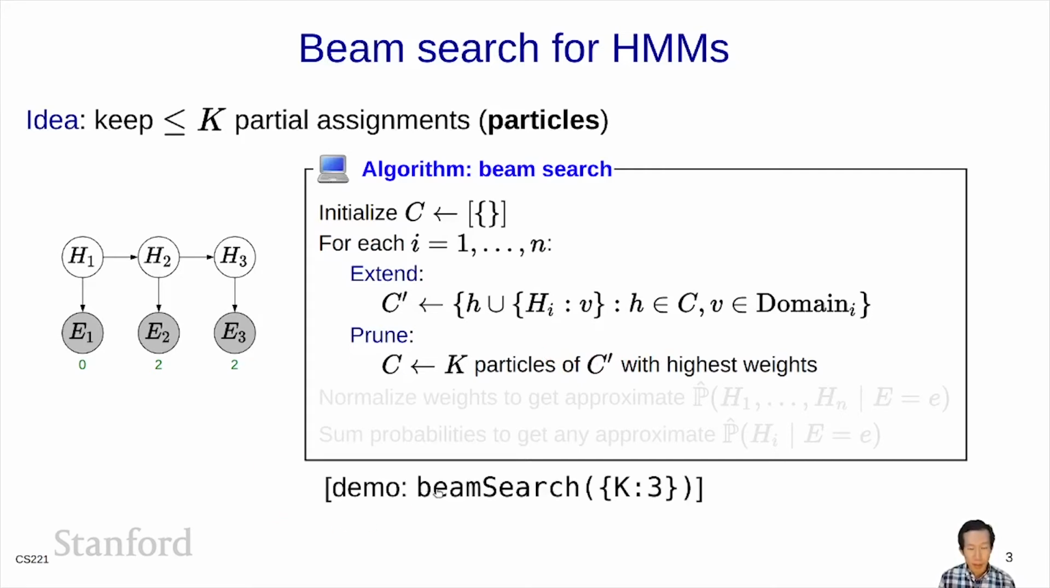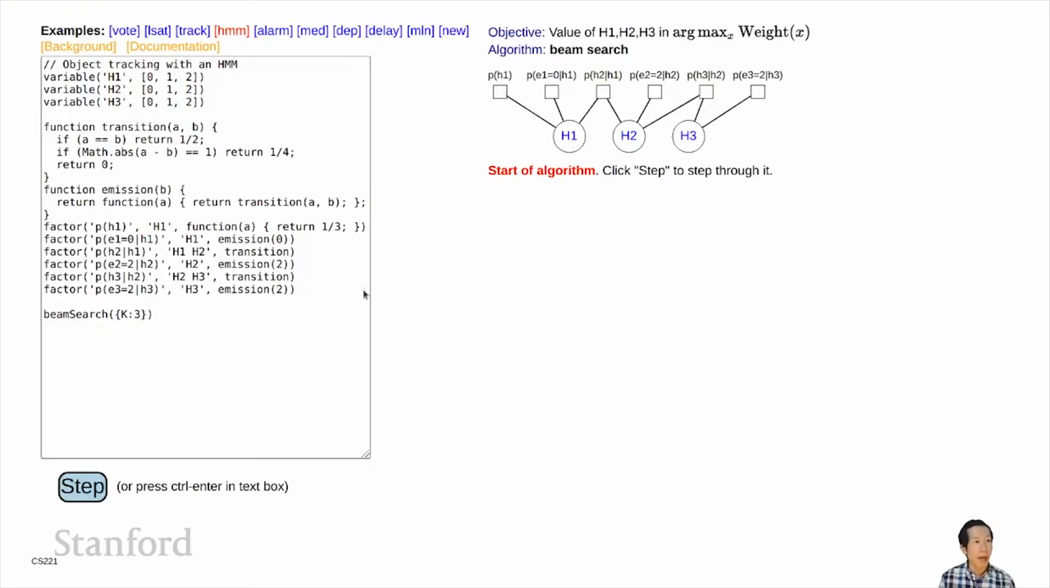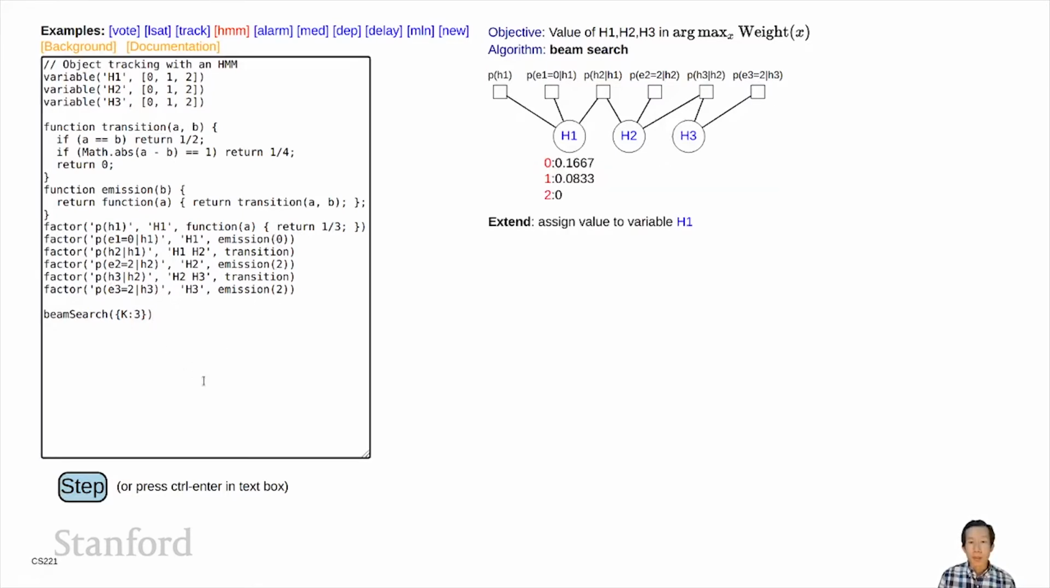So let's recall beam search on this example here. Here we have our object tracking HMM. We have the variables and all the local conditional distributions, and I'm observing 0, 2. Beam search starts out extending to variable h1, and it produces 0, 1, and 2 as the possible particles with weights, these probabilities here. And I prune, which does nothing because K is 3.